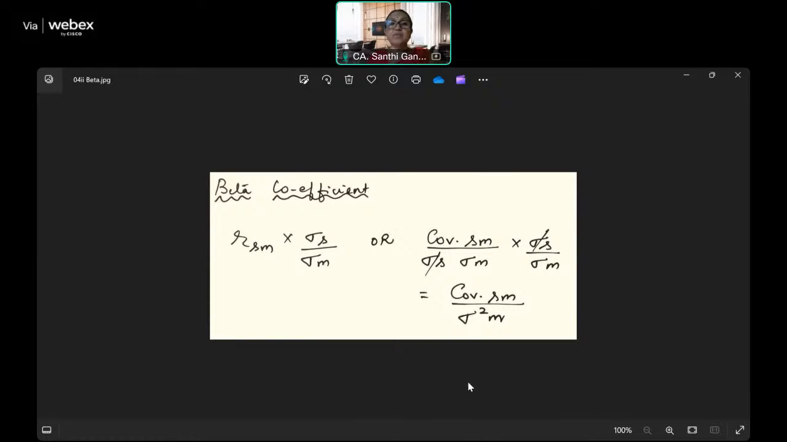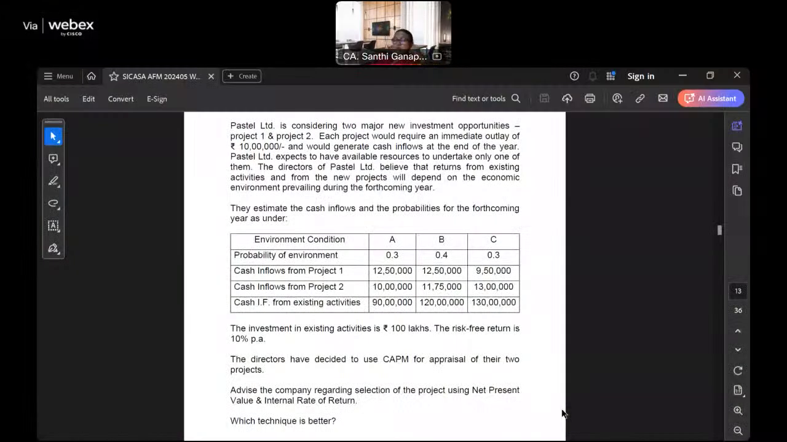Now, let us look at this problem. What do we observe in this problem? It would generate cash inflows at the end of the year. So what is the life of the proposal? 1 year only. So life is 1 year. There is no question of income and capital appreciation. There's no income, we have only capital appreciation.